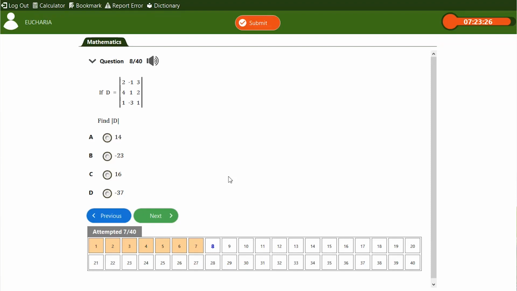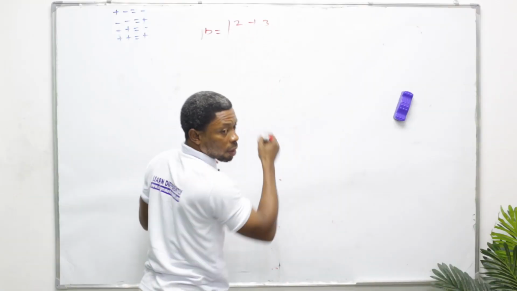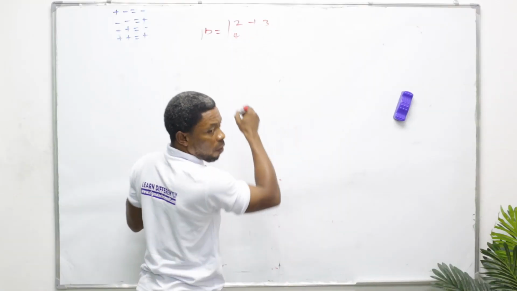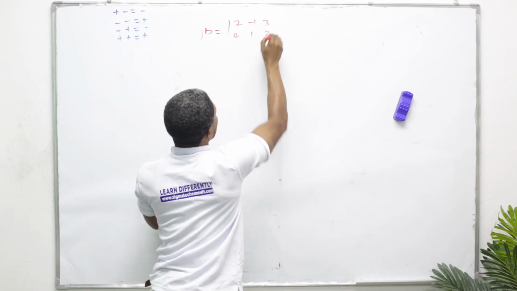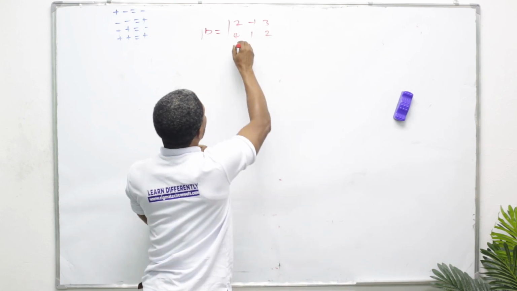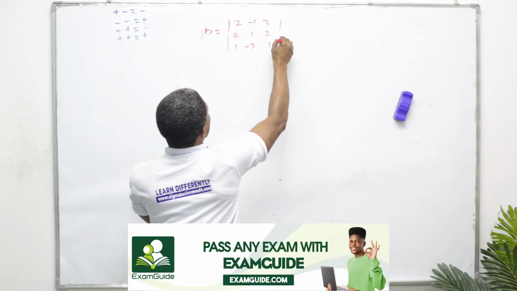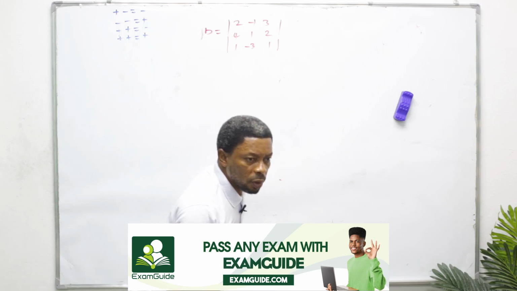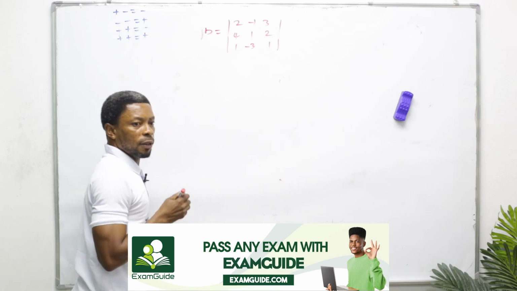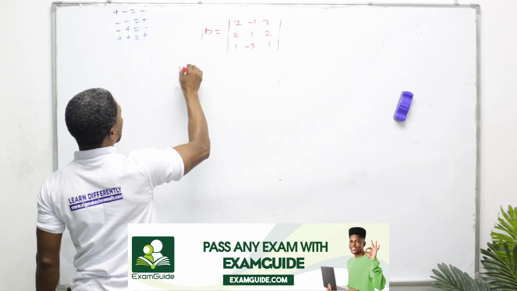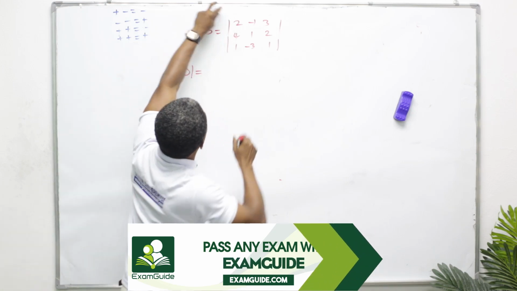Okay, so the next question now is we should find the determinant of D. Find the determinant of this D, where you have 2, minus 1, 3, 4, 1, 2, 1, minus 3, and then 1. Minus 1, minus 3. Now this is what we have. Now, determinant of D. This is the rule.